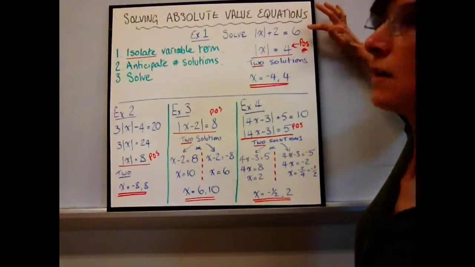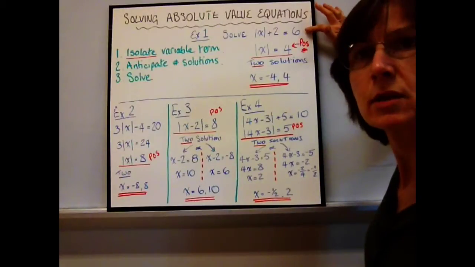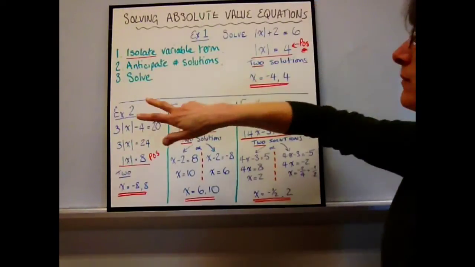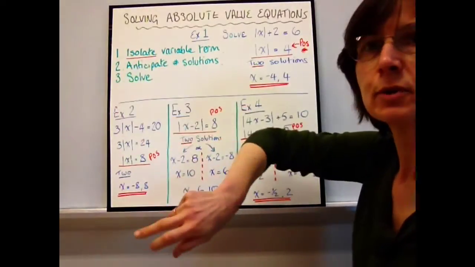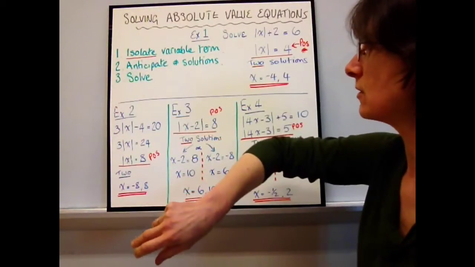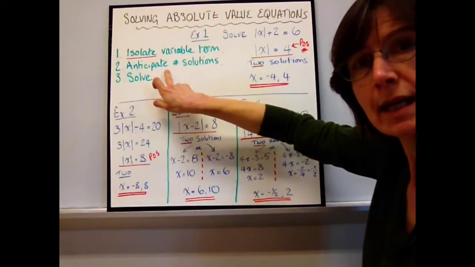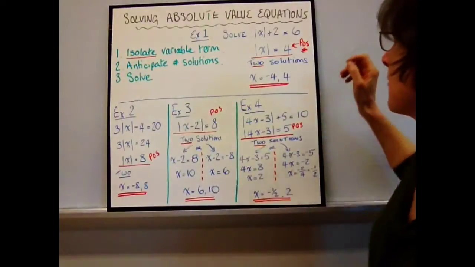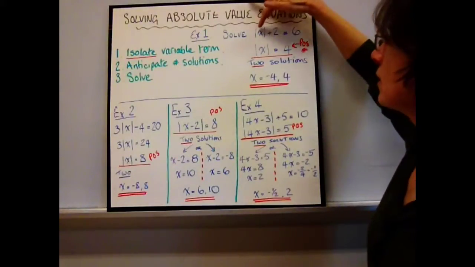So I've got our first example up here. The absolute value of x added with 2 is equal to 6. How are we going to solve this? Just like in previous equations, we want to isolate the variable term. We want to get it on its own. After we've done that, we're going to anticipate how many solutions we think we're going to get, and then we're going to solve.